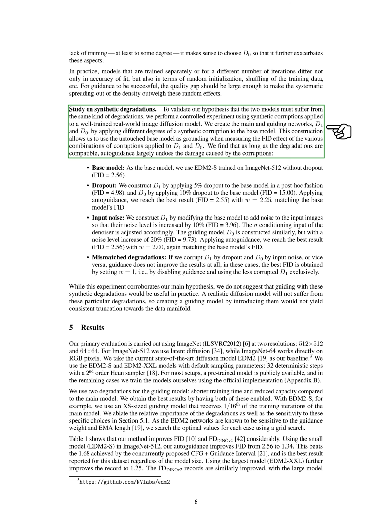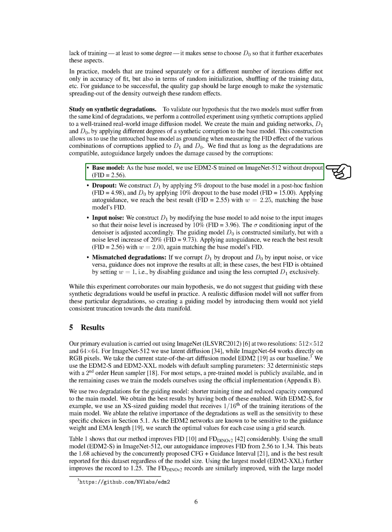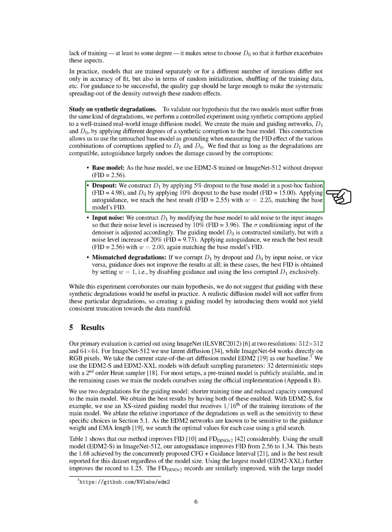We observed that when the degradations were compatible, the auto process was able to largely reverse the damage caused by the corruptions. For the base model, we used the EDM2S model trained on ImageNet 512 without dropout. We then created Network S3 by adding 5% dropout and Network S2 by adding 10% dropout to the base model. Through the auto process, we achieved the best result with Network S3, matching the performance of the base model.